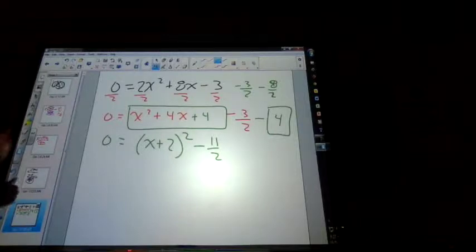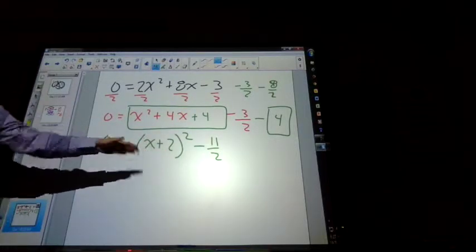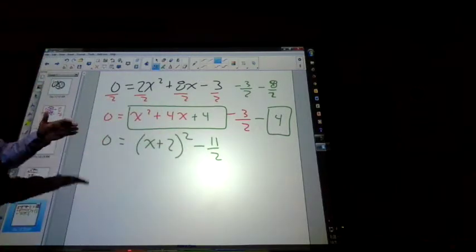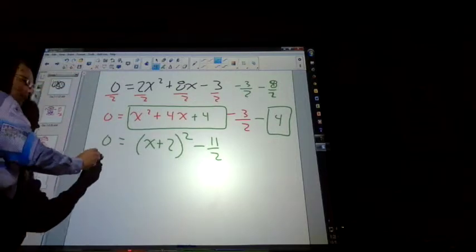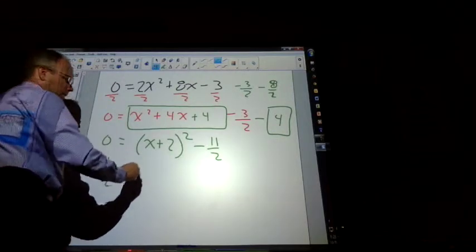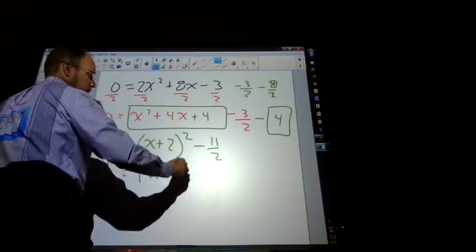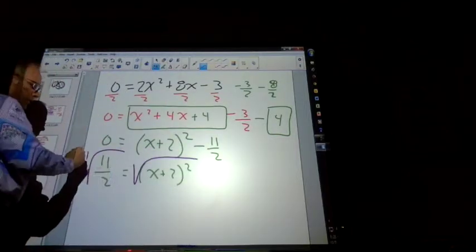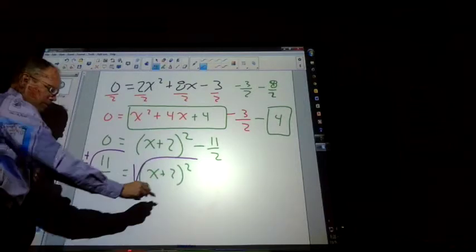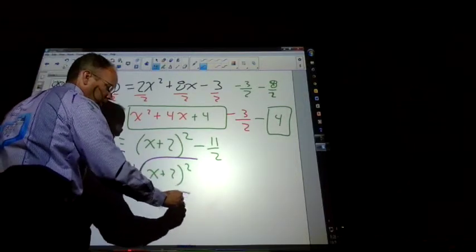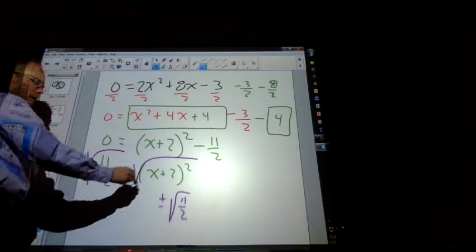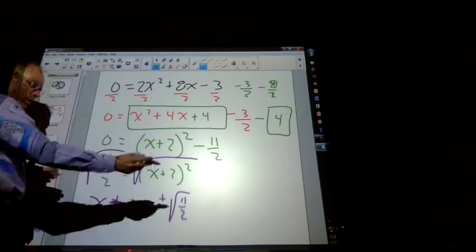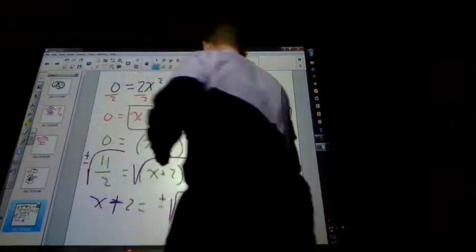Now I want to solve it. Okay, remember this is vertex form. If it's y equals, you'd have a vertex of negative 2, negative 11 halves. But we're solving it, so now I'm going to bring the 11 halves over here by adding it. Take the square root. Don't forget the plus or minus. So I'm going to get plus or minus the square root of 11 over 2. x plus 2 equals that. So I'm going to subtract 2. This is an exact answer.